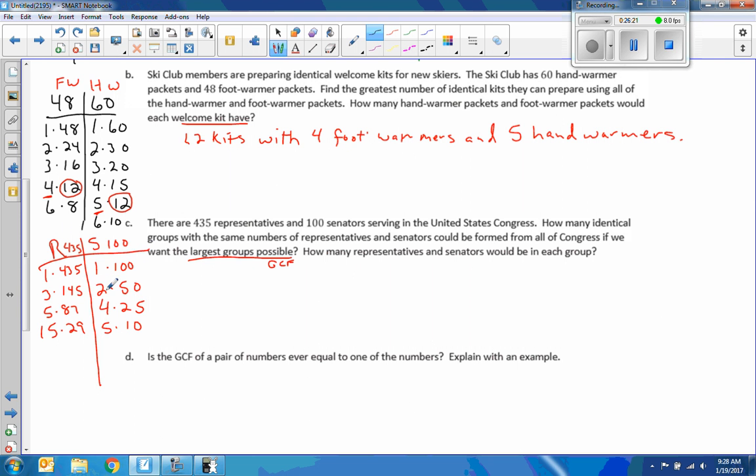So look for the greatest common factor. 87, 25, 29, 10, 5. The greatest common factor was 5. So we have 5 groups with how many representatives? What did I multiply 5 by? 87 representatives. And what did I multiply 5 by for senators? 10. And 10 senators.